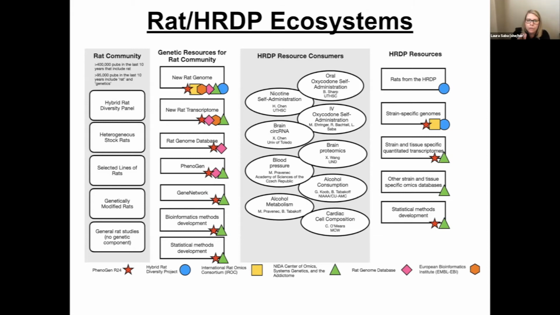And so the genetic resources right now that are out there for the rat community include the genome, the transcriptome, RGD, which is the Rat Genome Database, and PhenoGen Gene Network. These are all resources where we house and maintain and build tools to access some of this rat omics data and the methods.